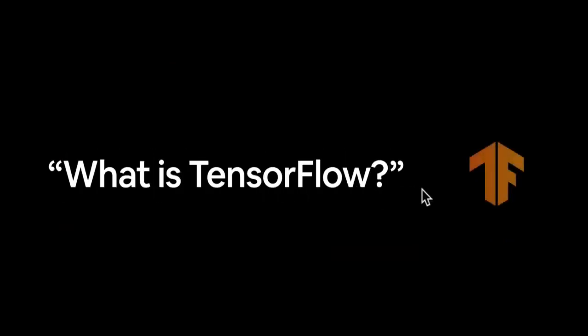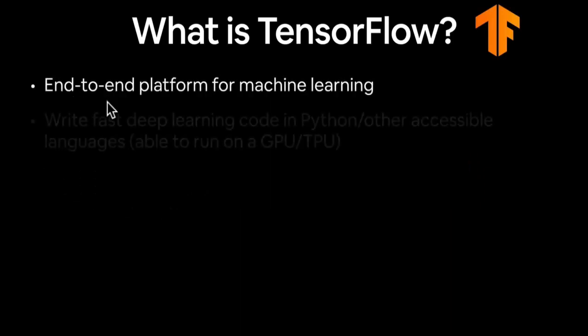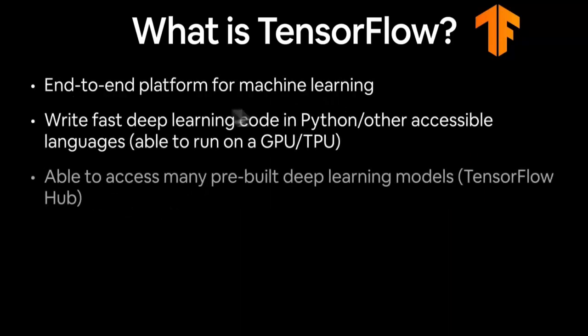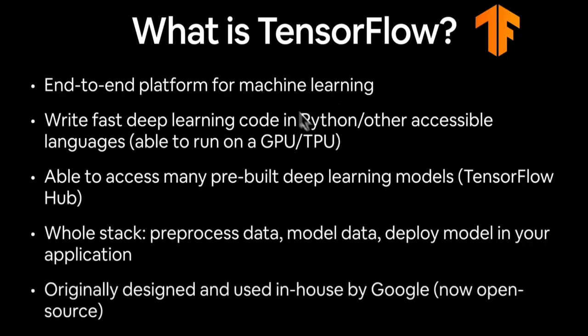Now, this is kind of a segue to TensorFlow. TensorFlow is going to help us build deep learning architectures or deep learning models. And now, of course, naturally, you're probably asking, well, what is TensorFlow? Let's figure this out. TensorFlow is an end-to-end machine learning platform. You can write fast deep learning code in Python, which is the language we're going to be using, or other accessible languages such as JavaScript.